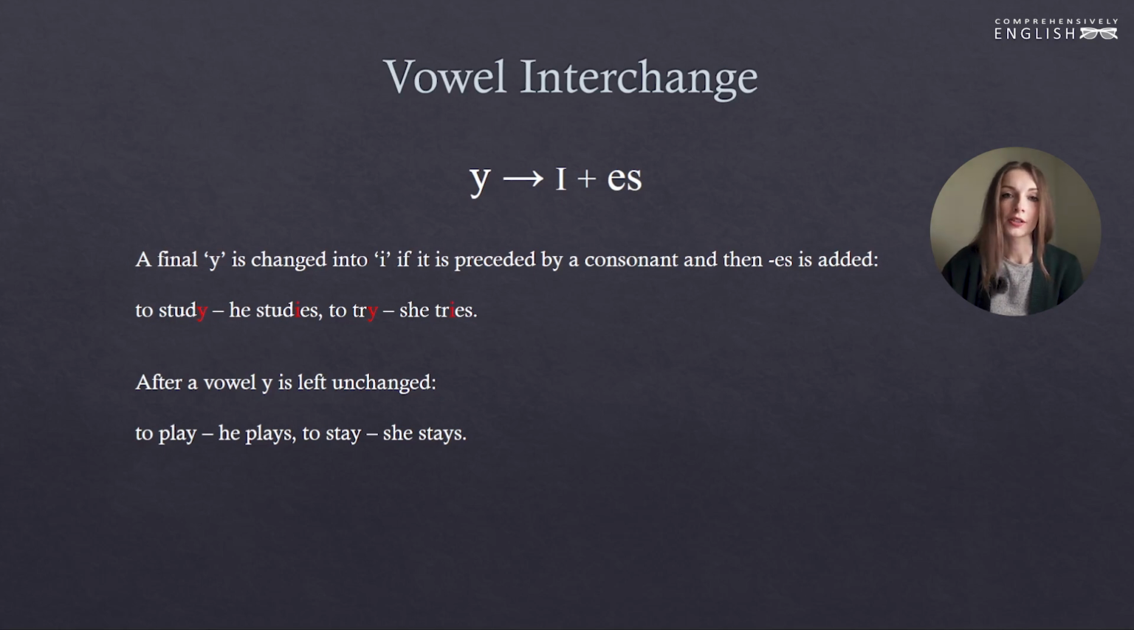When there is no consonant immediately before y, we don't change y. We don't do anything. We just add the ending s and that's it. But it will be voiced, yeah? It will be bright. To play, he plays. To stay, she stays. Please remember these rules. They will make your life much easier. That will put an end to your guesses why and where we need to make those changes. This is all you need to know.